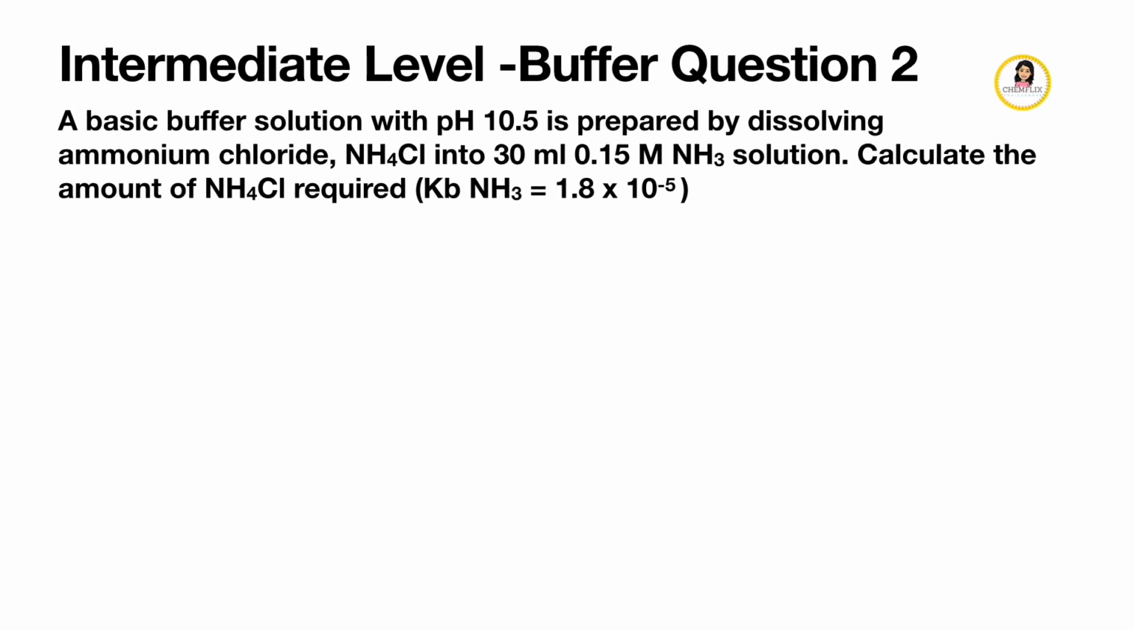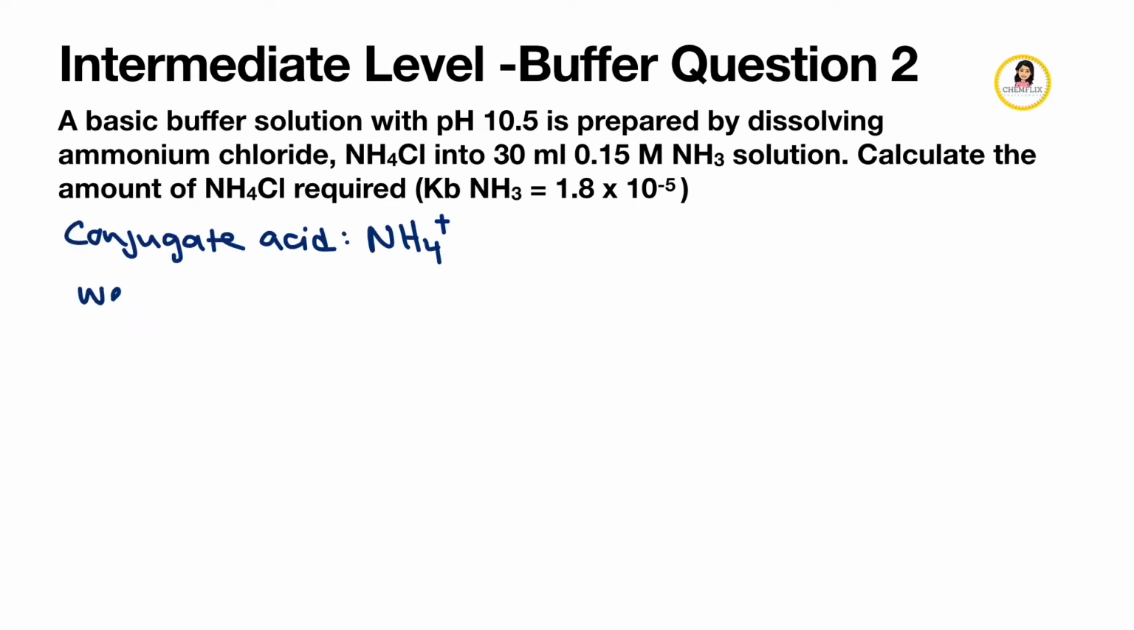Moving on to the next question. Pause this video and have a read. Here, the pH of a basic buffer solution is given together with the volume and concentration of the base. You are required to calculate the amount of conjugate acid needed.